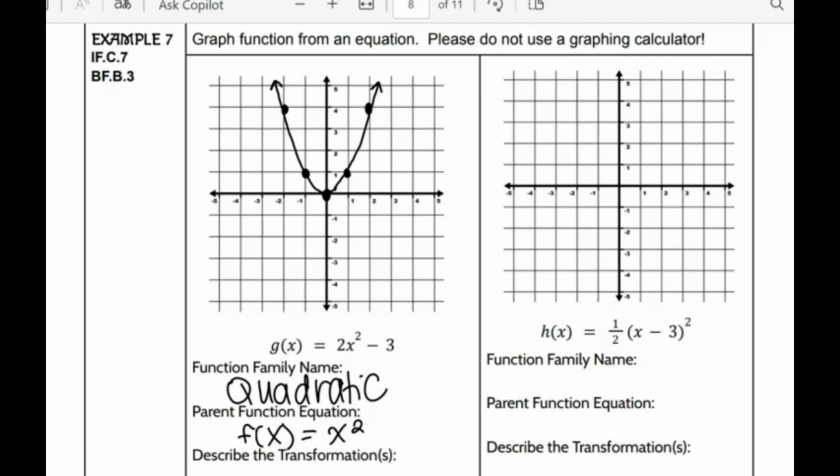If I have an input of 1, 1 squared is 1. If I have an input of 2, 2 squared is 4. Once I get these first three points on there, then I just reflect them to the other side.